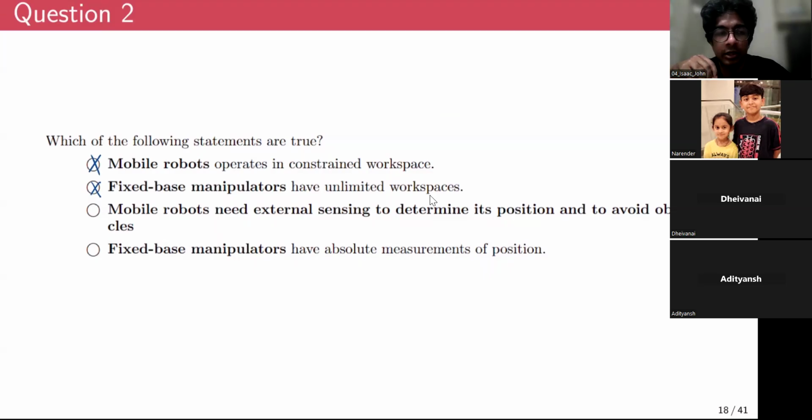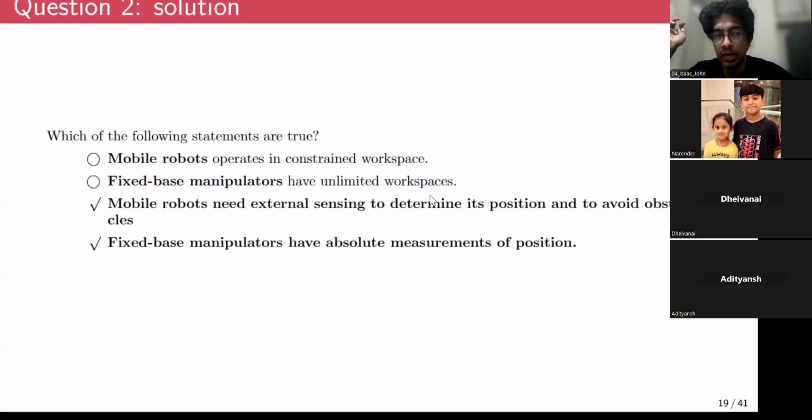Okay. So what about the third option? Mobile robots need external sensing to determine their position. That is true, right? Yes, it's true, sir. We have seen that in the definition. And the fourth is fixed base manipulators have absolute measures of position. That's also true, like we have seen at the beginning of this session. So we'll check the answers. Yeah, as we have seen, the final two options are indeed true.